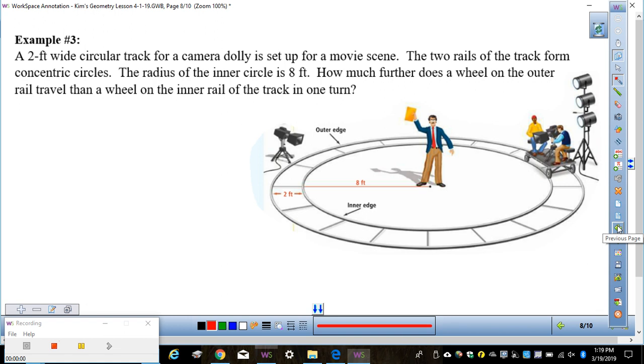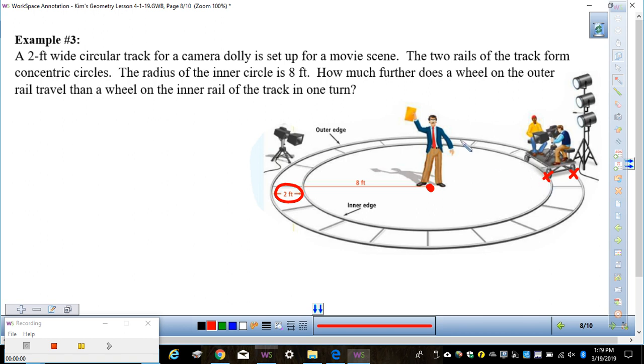So for example 3, we have a 2-foot wide circular track for a camera dolly that's being set up for a movie scene. You can see here that that width is 2 feet. The two rails of the track form concentric circles, so that means that this center is the center for both circles. The radius of the inner circle is 8 feet, and I want to know how much further does a wheel on the outside track have to travel as compared to a wheel on the inside track.